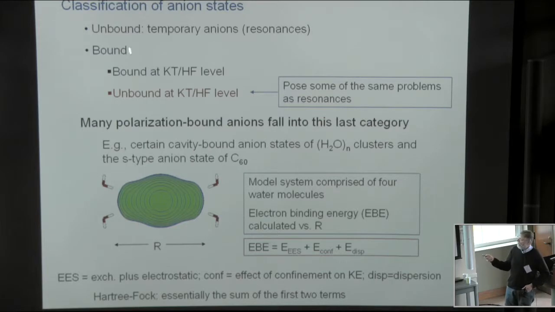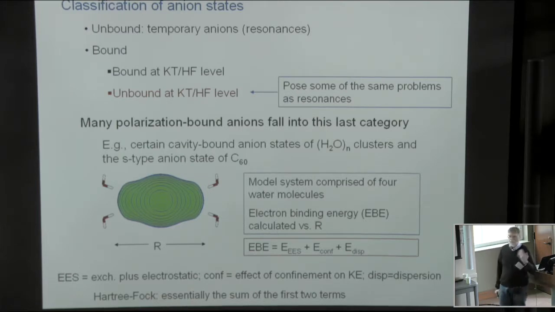But from a theoretical point of view, you can break the bound anions into two groups. There are those that Hartree-Fock binds, and you can use your standard computational chemistry methods. And there are those where Hartree-Fock doesn't bind, and that means you can't do perturbation theory, or even coupled cluster probably is not going to be applicable. So those are the ones I want to focus on. These share some of the characteristics, in terms of theoretical treatment, that temporary anion resonances present.